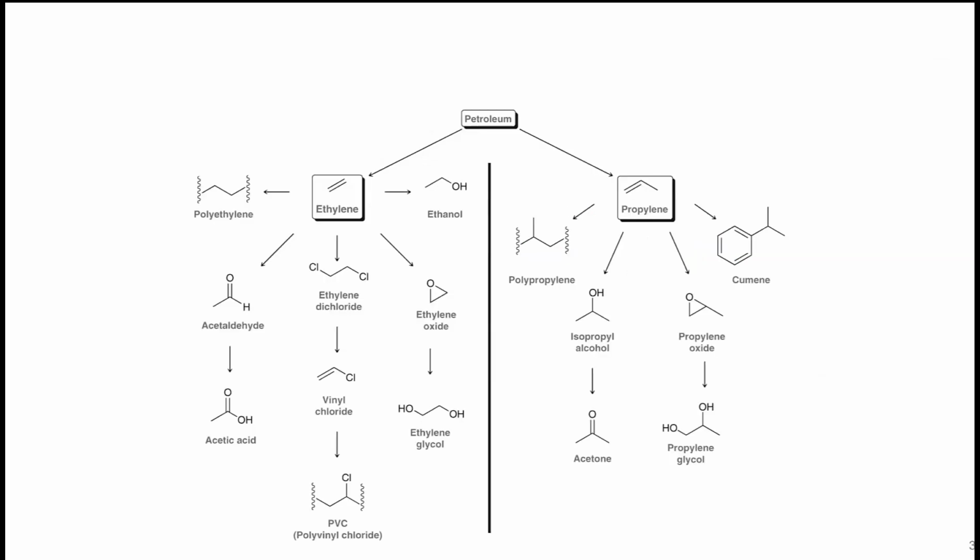Petroleum is used to make several alkenes. It first makes ethylene, which can then be converted to several of these different components. So acetaldehyde, acetic acid. Vinyl chloride can be made from ethylene dichloride, which is made from ethylene, which makes PVC, or polyvinyl chloride, which we've seen in piping, ethylene oxide, and ethylene glycol. So all of these compounds can be made from alkenes. So it's a very versatile starting material.